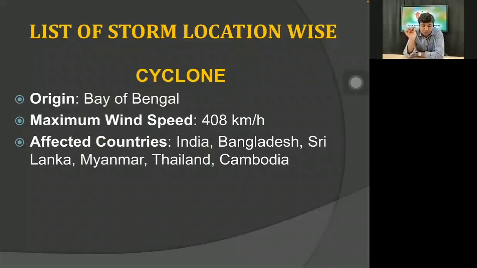So, the list of storms location-wise. I have mentioned it here. In the Bay of Bengal, it is known as a cyclone, and its maximum speed is around 408 kilometers per hour. Affected countries: India will be affected if the cyclone originates in the Bay of Bengal. Bangladesh will also be affected, as well as Sri Lanka, Myanmar, Thailand, and Cambodia. These countries will be affected if the cyclones originate in the Bay of Bengal.